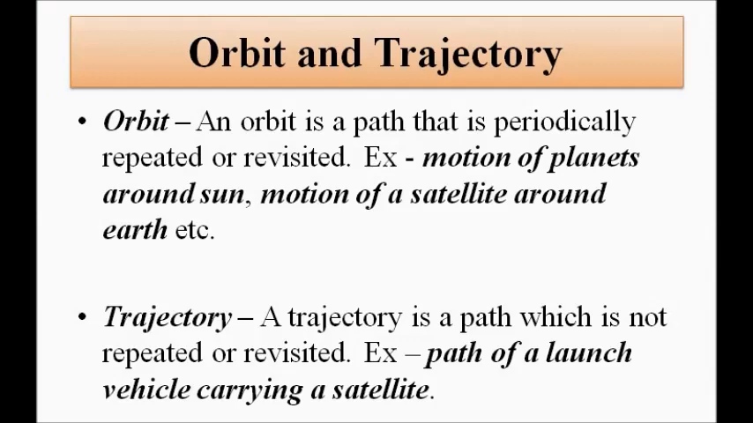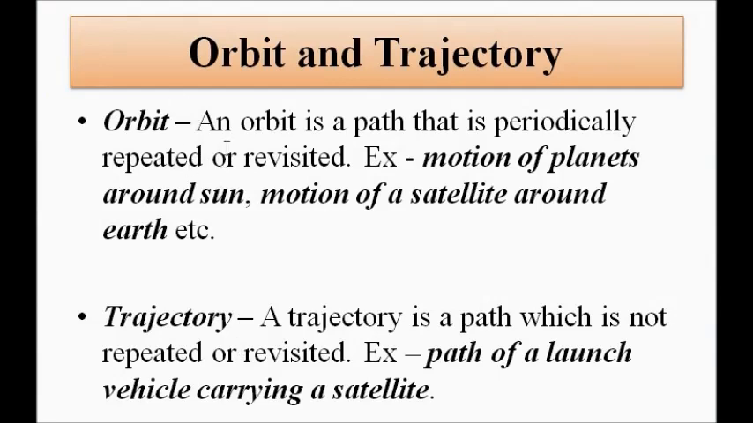Now the Earth takes around 365 days to make one complete revolution around the Sun. So there is a fixed duration. But a trajectory is a path which is not repeated. It is not revisited again. It is the path of the launch vehicle carrying the satellite, for example. So that follows a trajectory. It is a path, but the launch vehicle may not follow the same path which it originally took. So this is the difference between orbit and trajectory.